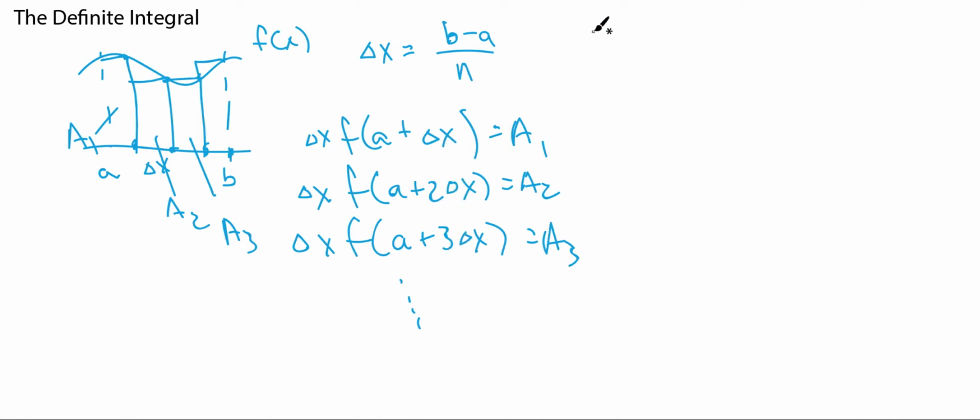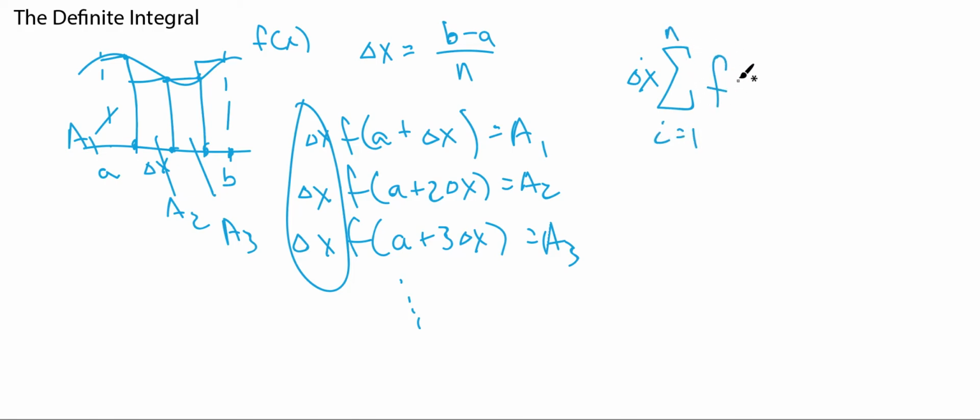So what we get is this: every rectangle has a width of delta x, so we can factor that out, and we've just then got to add all of these heights together, which we'll do using our summation notation. We'll start from 1, go to n, and it'll be f of a plus i times delta x. And there's our approximation formula.